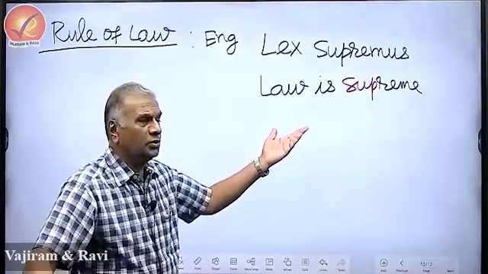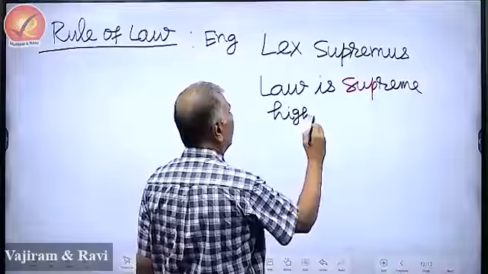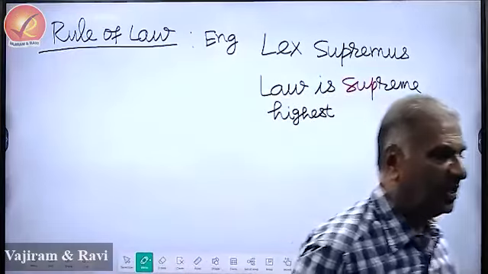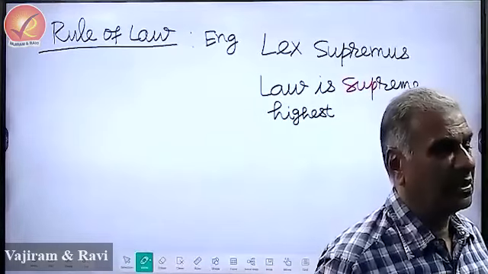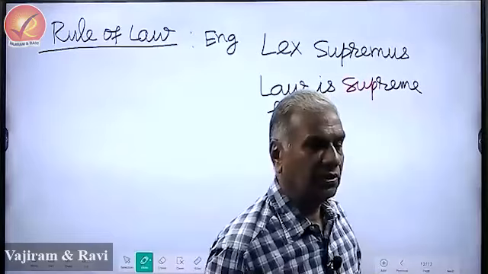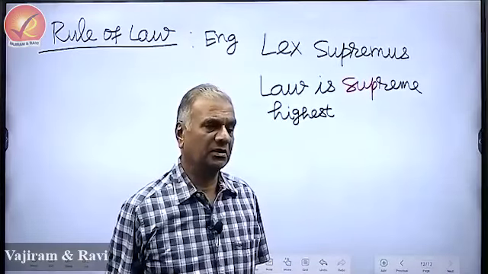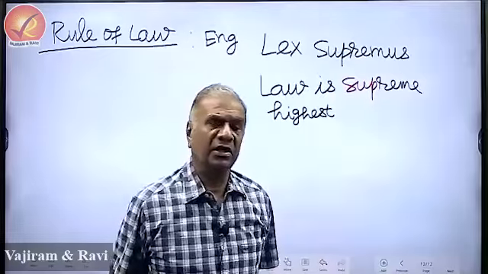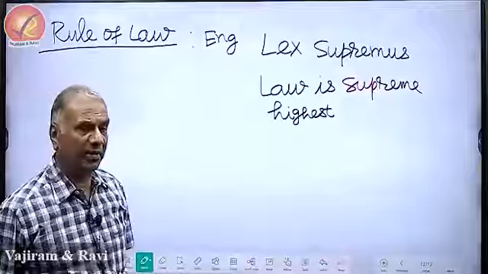And what do you mean by the law is supreme? It means the law is the highest authority in the country, and all other authorities are subordinate to the law of the land. All authorities, including the Prime Minister, are subordinate to the law of the land. No authority is above the law. Every authority shall have to exercise its powers within the law of the land. That's the meaning of the law is supreme.